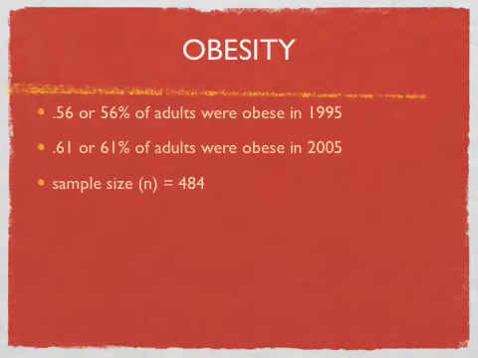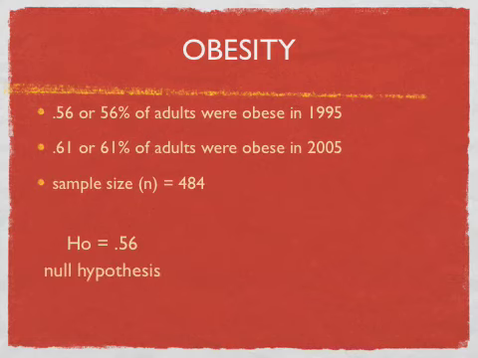The data we used last night was 0.56 of adults were obese in 1995, 0.61 were obese in 2005, with a sample size of 484. The null hypothesis is equal to 0.56. That means we're saying we do not think that people are getting any more obese or fat, in a word. So that's our null hypothesis. The alternative hypothesis is it's not equal to 0.56.